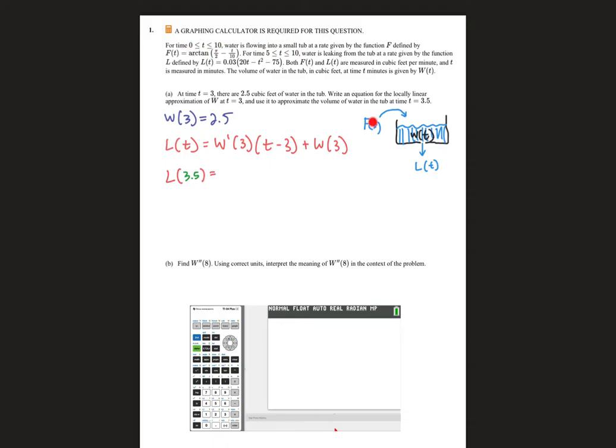Since at t equals 3, they give you these ranges of t values that the functions apply for. So water's just flowing in, but not leaking, for the first 5 minutes. It's not until t equals 5 that the water starts leaking. So from 0 to 5, water's just flowing in, but not leaking. That means for the first 5 minutes, W prime is equal to f. Because the only thing that's dictating the water changing is the fact that water's flowing into it. Okay, and then we'll plug in 3.5 for t.